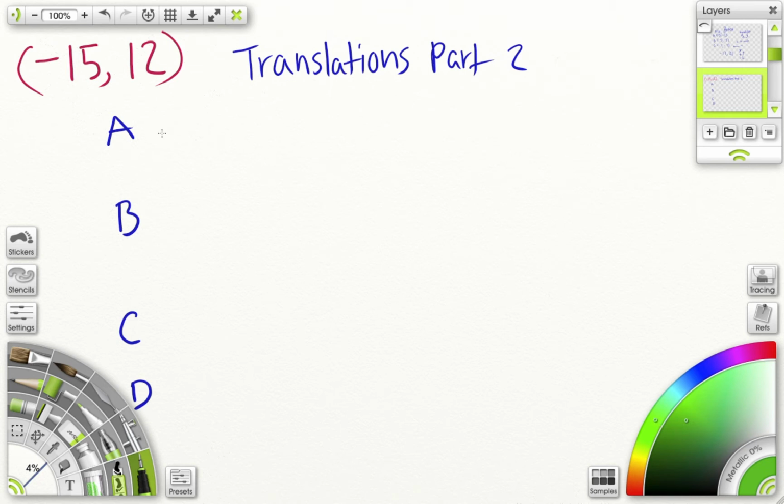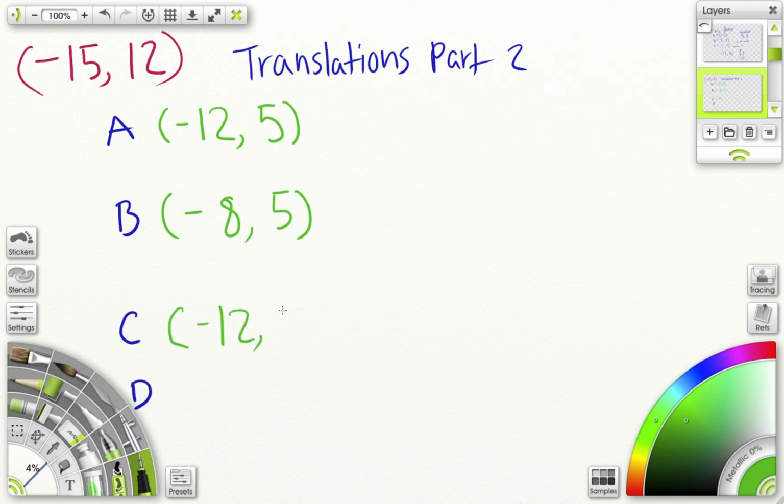So let's say our A coordinates are -12 and +5. This one will be -8 and +5. This will be -12, +2, and this will be -8, +2. So this would create a bit of a rectangle on our coordinate plane. So if I had a coordinate plane drawn out like this, it would be approximately around here, in this area of the grid.